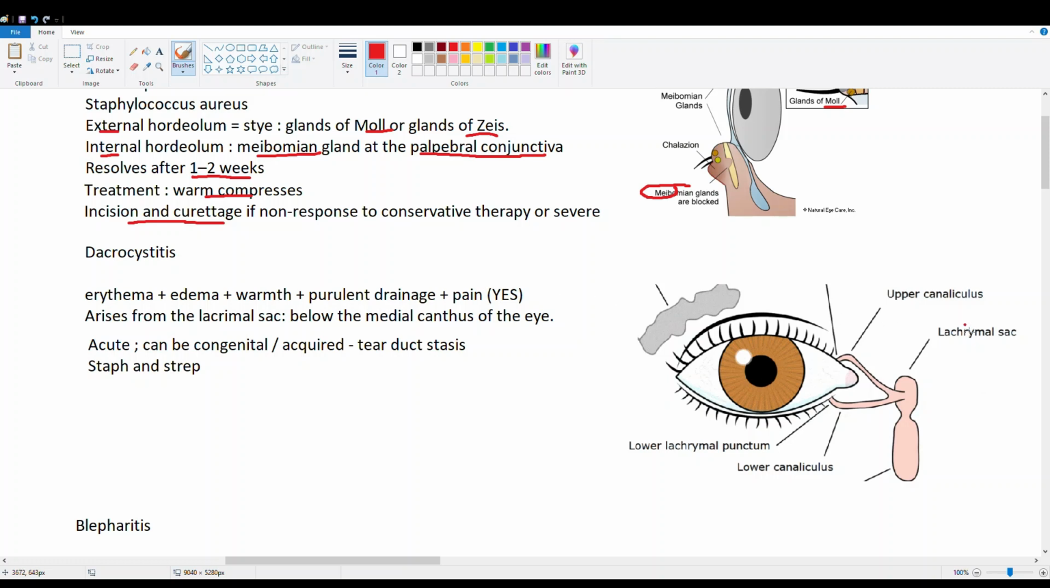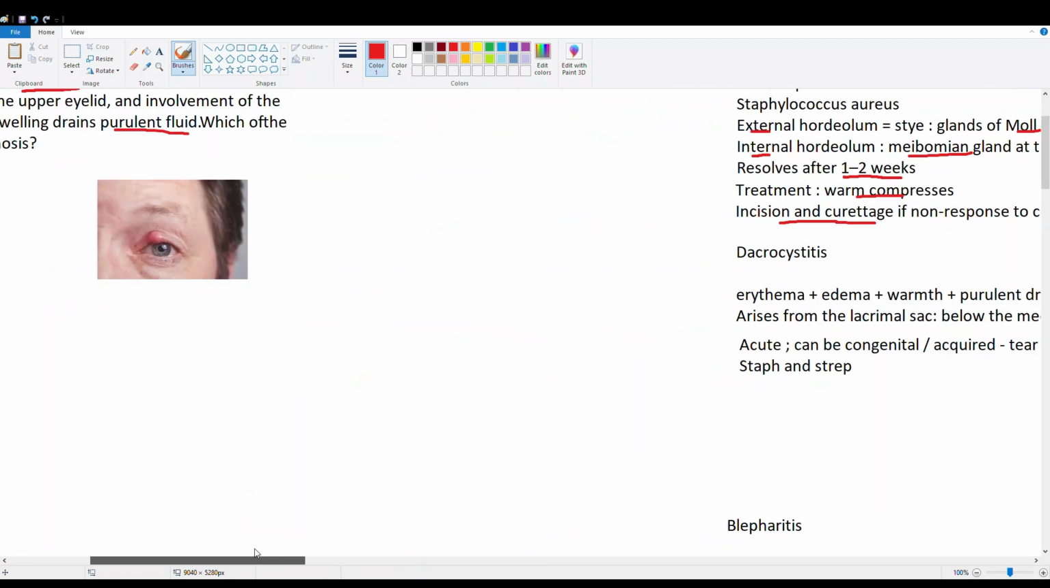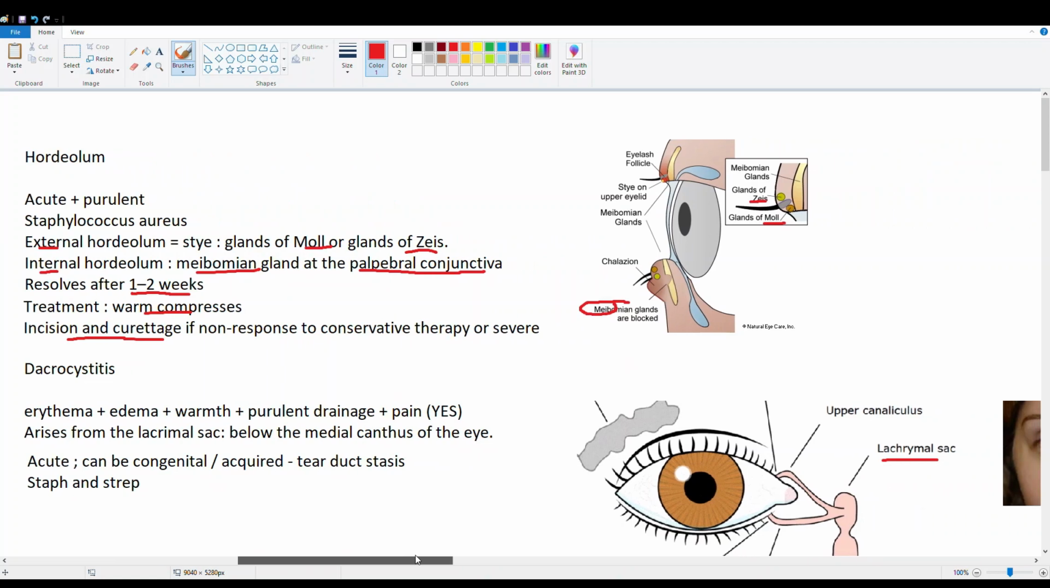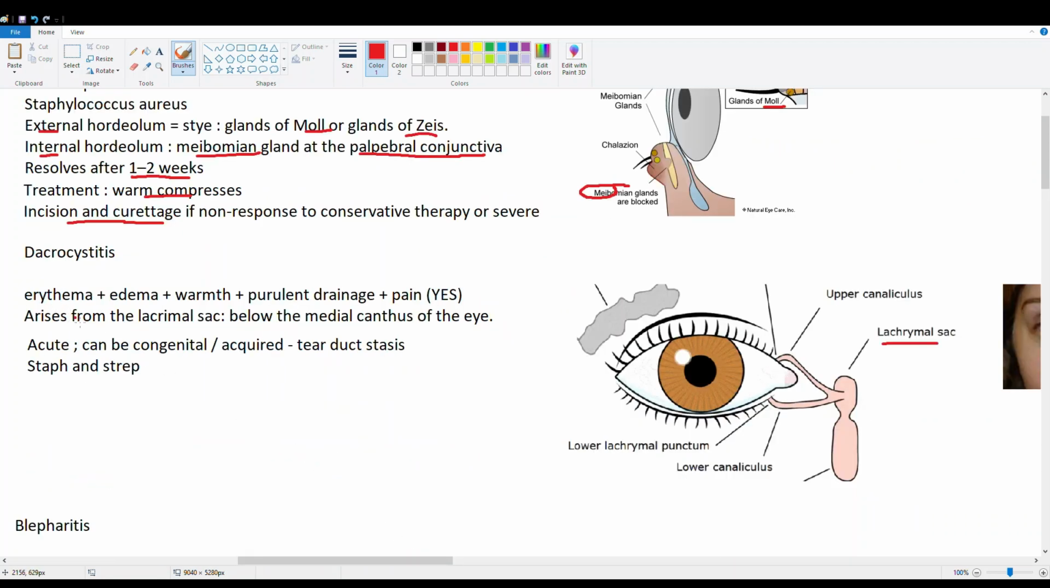Dacryocystitis is essentially an inflammation of the lacrimal sac. That's the medial sac right here beside the eye. Now our patient, he didn't have a medial bump. He had a bump, where was it? On the right eyelid, okay? This bump would essentially have to be over here in order for us to put dacryocystitis higher on the differential. All right, and this arises from the lacrimal sac below the medial canthus of the eye.